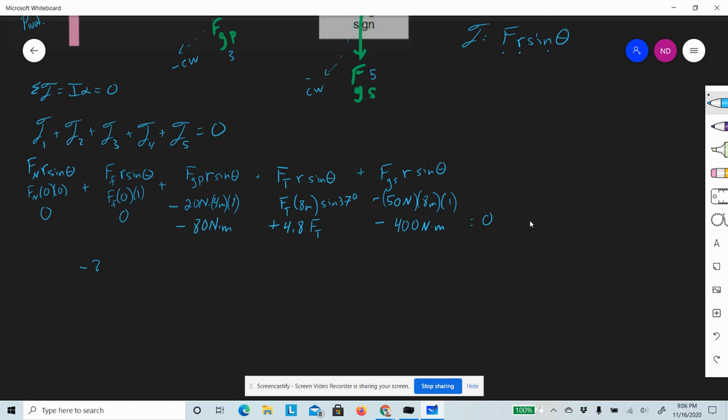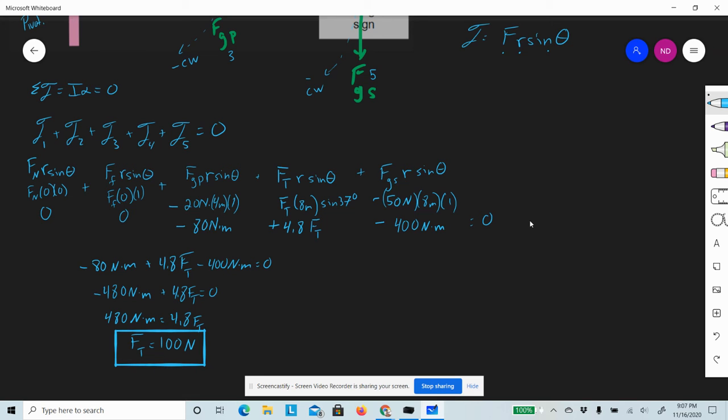So we get negative 80 Newton meters plus 4.8 of tension minus 400 Newton meters equals 0. Combining like terms, negative 480 Newton meters plus 4.8, the force of tension, equals 0. Bringing that over, we get 480 Newton meters equals 4.8 times the force of tension, which leaves us the force of tension to be 100 newtons.